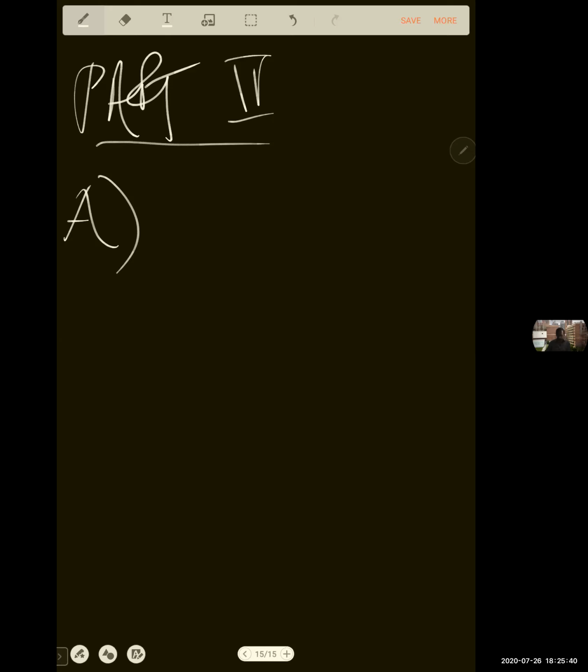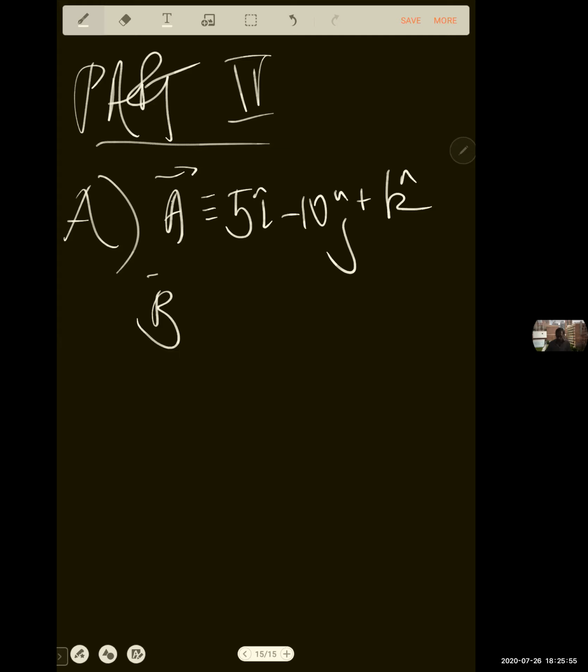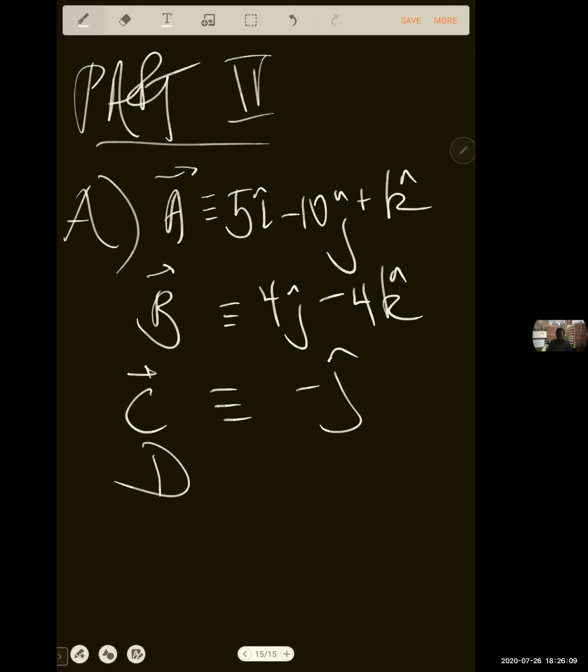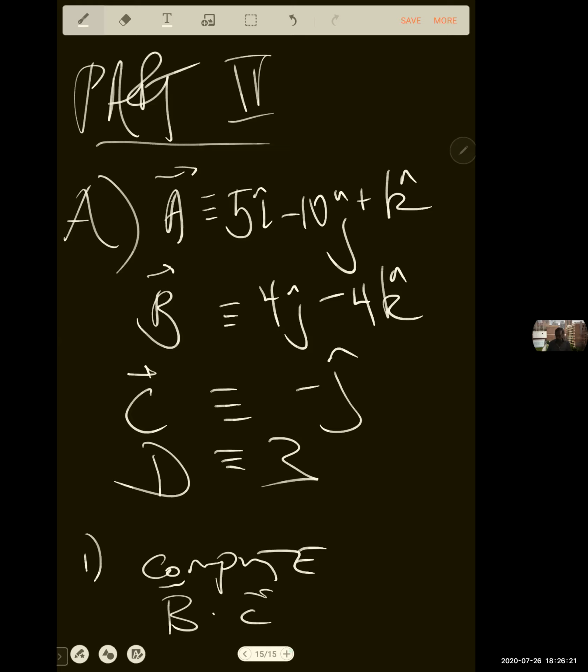Okay, part A. So we've got these 3 vectors defined. Like this A is defined to be 5i minus 10j plus k. And these are all according to the definitions of i, j, and k, which we did talk about, which may be new, but worth knowing. Okay, these are 3 vectors. And then we've got this scalar quantity, which is just the number 3, which is totally fair. Like D just stands for the number 3. It's like a constant. All right, so 1, compute the dot product of B and C. Okay, I'm going to do that next page.